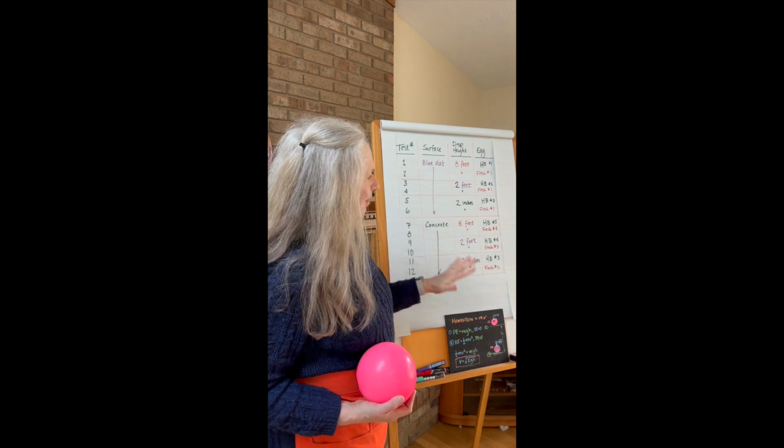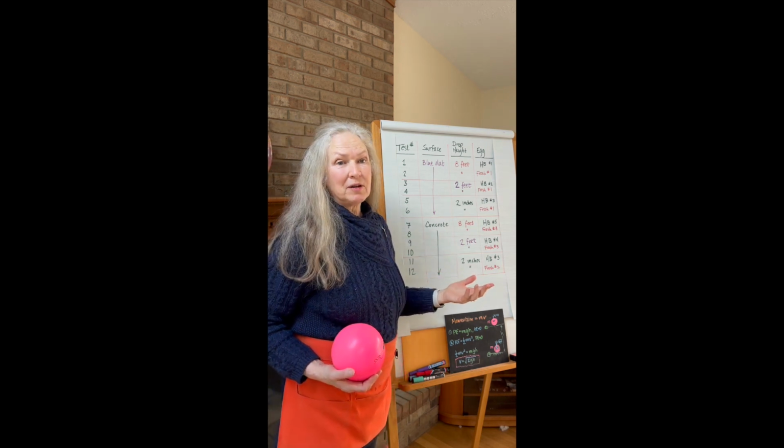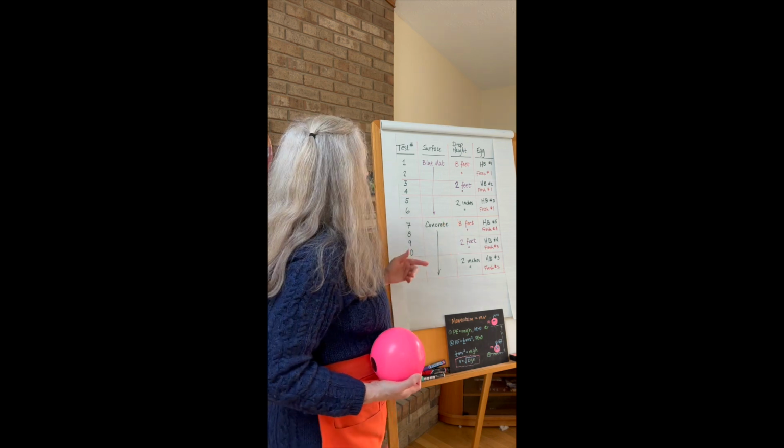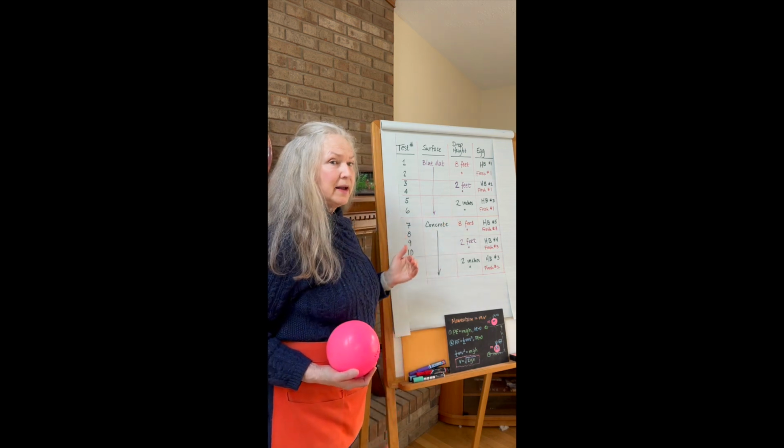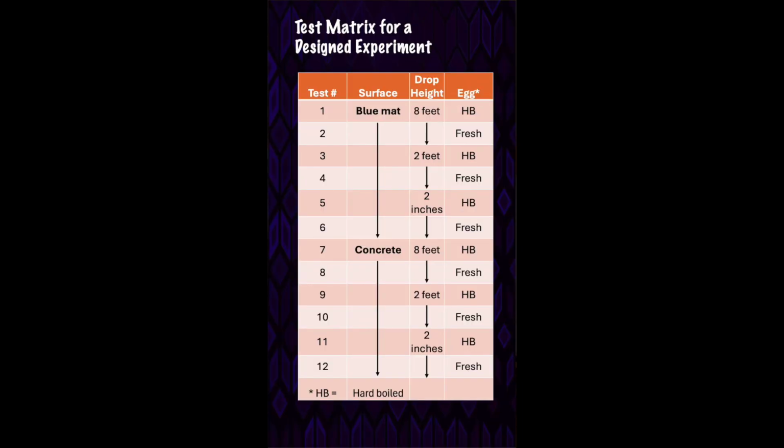Fresh eggs, once they splatter on concrete, or even if they splatter in a plastic bag, it's a little bit messier, okay? So I came up with this test matrix. And one of the things I wanted to test was the surface. So I had a blue mat and concrete. And I decided I wanted to test 3 drop heights. So the furthest I could reach on a little step ladder, I got to about 8 feet. Then I thought 2 feet would be a nice intermediate distance, and then 2 inches. And 2 test subjects, hard-boiled eggs and fresh eggs.